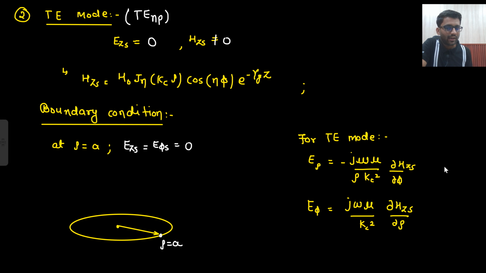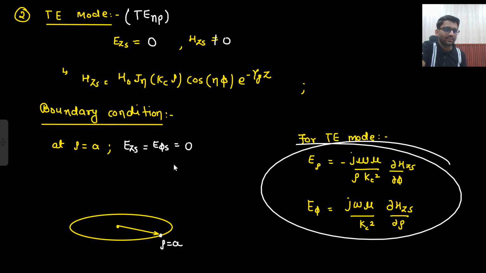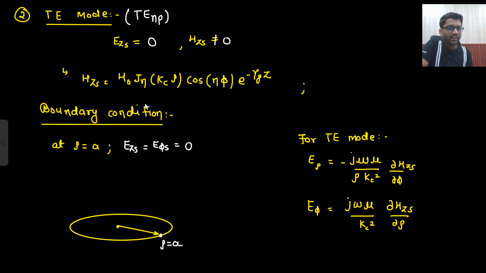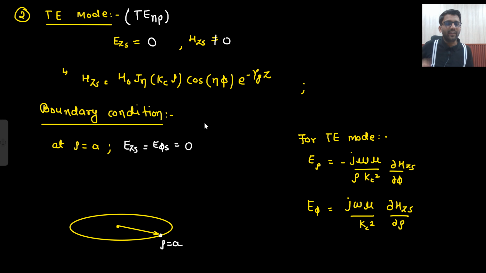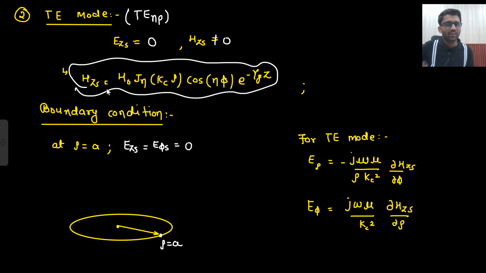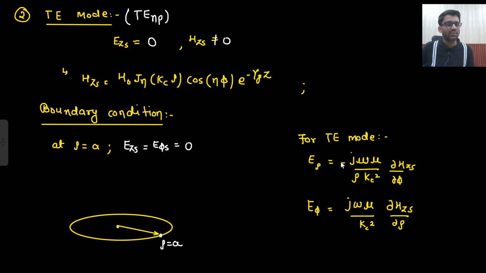So what do I need to do? I need to use these equations. Why do I need to use these equations? Because I need to find the relation of HZS, not about EZS and E phi s, because I already have the expression of EZS with me. So I need to apply the boundary condition, but I need to get something in the expression of HZS, not in the expression of EZS, because EZS is already 0. Here E phi s will also be 0.